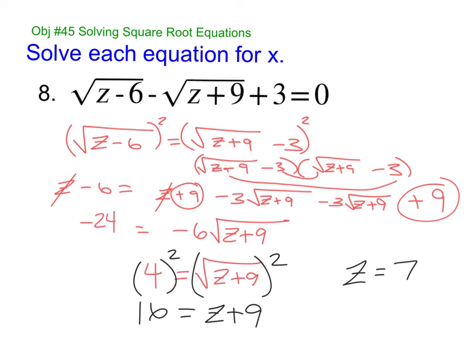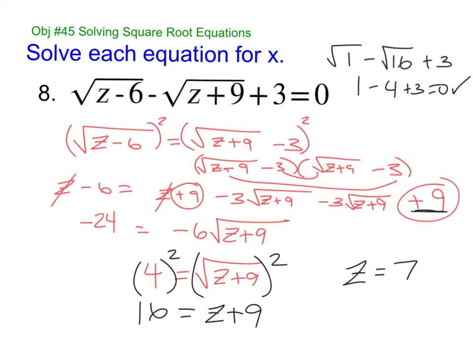And then we can plug in to check, right? If I plug in 7, I get the square root of 1 minus the square root of 16 plus 3. So that's 1 minus 4 plus 3 equals 0, so that does work. Oh man, that was way easier. I thought I did this problem wrong earlier. I dropped this plus 9, and it was like quadratic formula. It was terrible. So be careful.